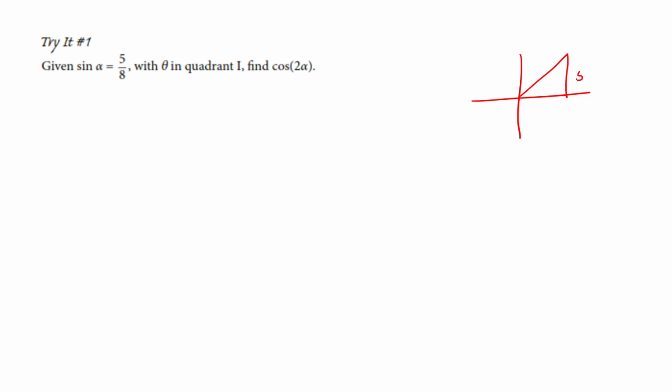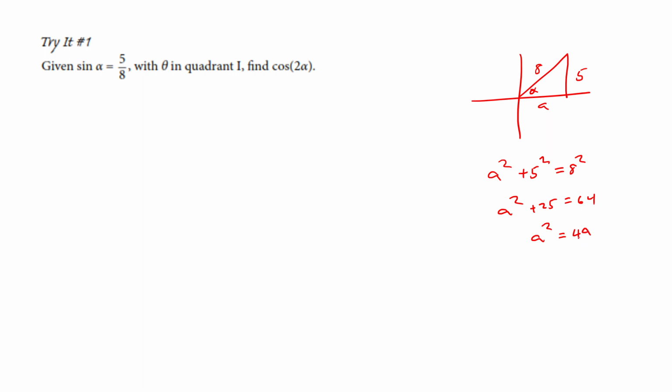So I've got sine is, well, it's alpha here, opposite over hypotenuse. So let's find side a. We don't know what it is. So it's a squared plus 5 squared equals 8 squared. So I've got a squared plus 25 equals 64. So a squared is going to equal 49.